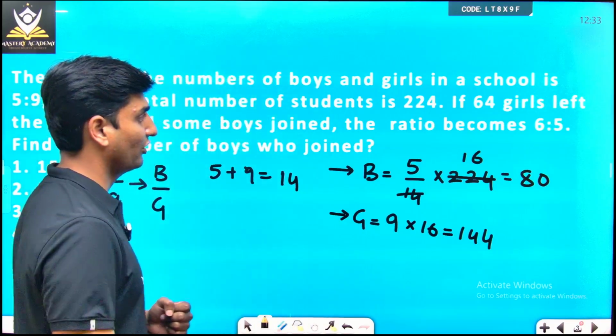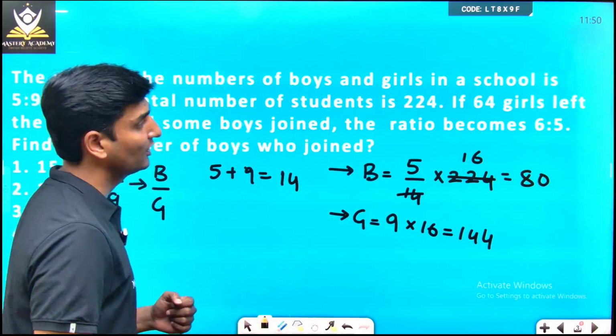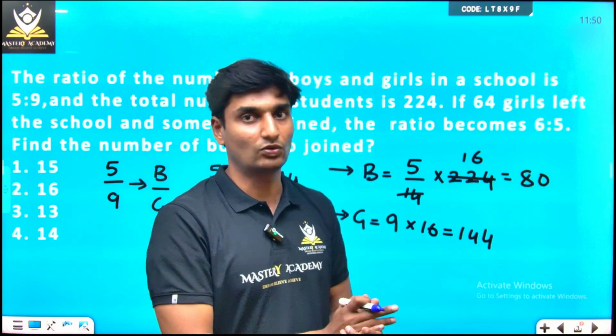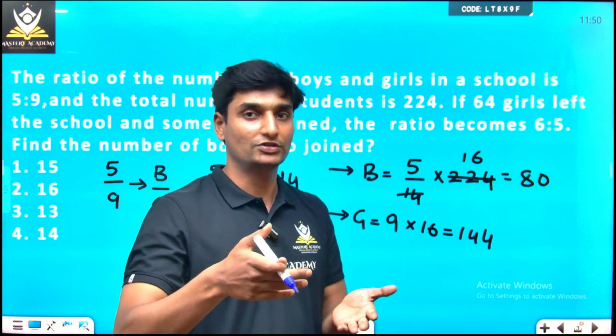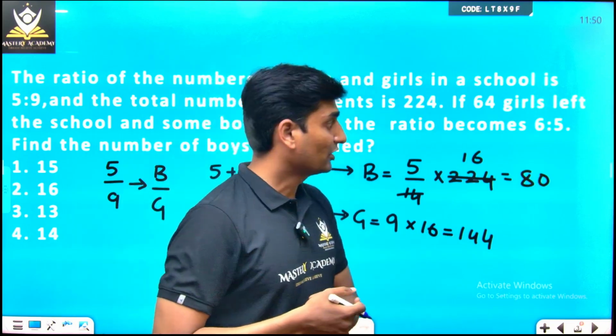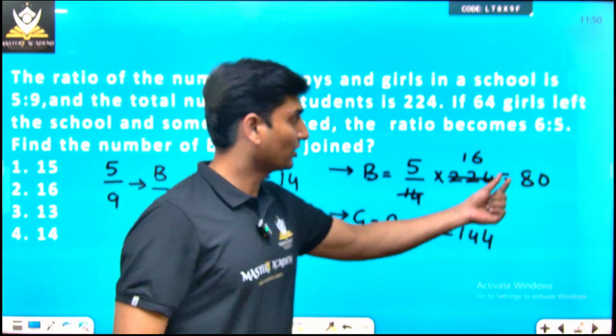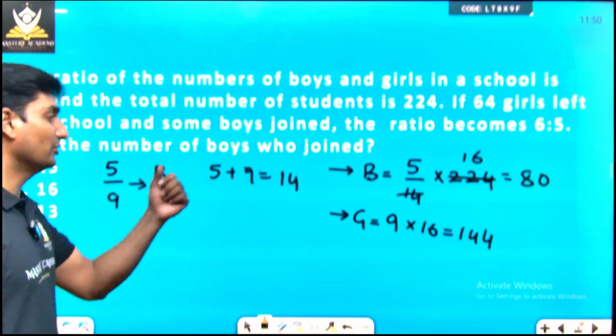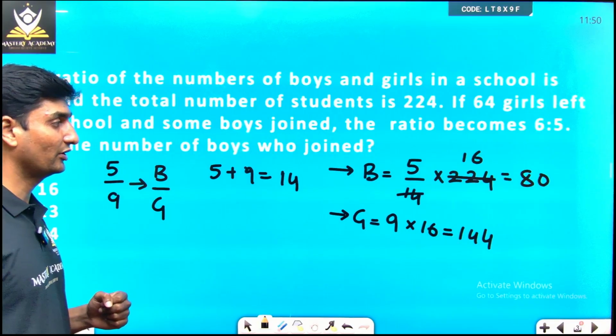In the question they have mentioned 64 girls left the school and some new boys, new admissions, are joining in. If that happened, the new ratio became 6:5. Now in the new case, what will be the number of boys? That is what they are asking.